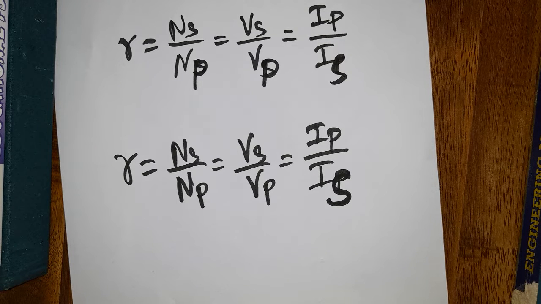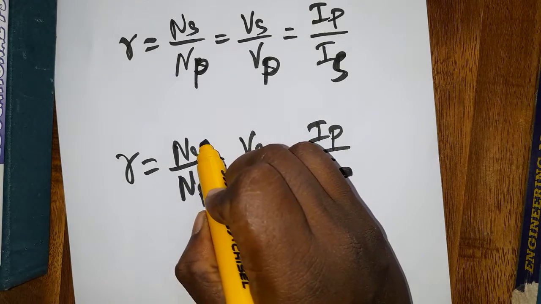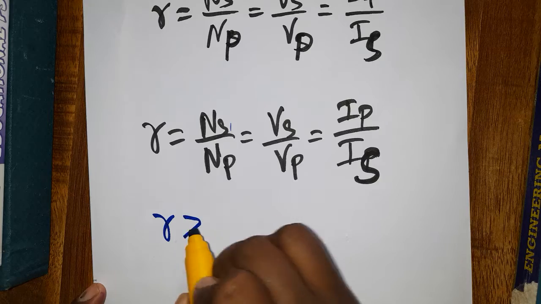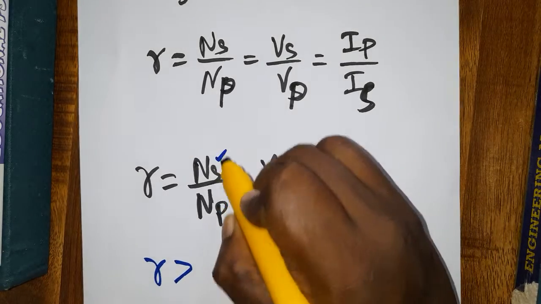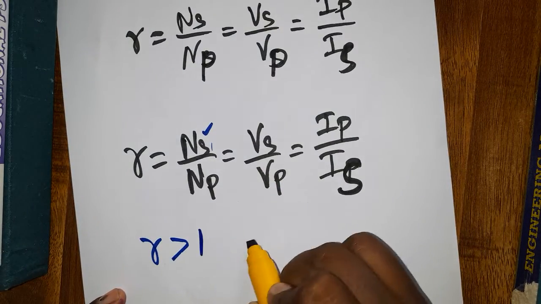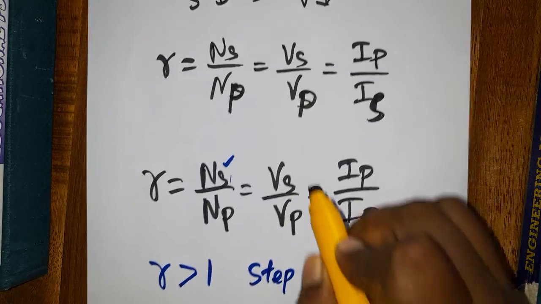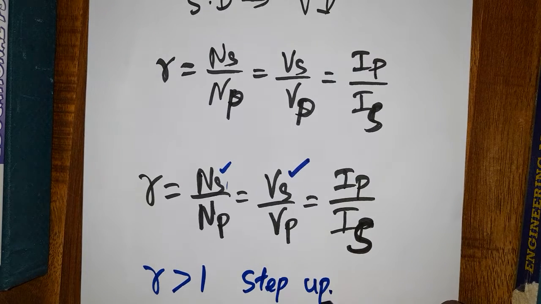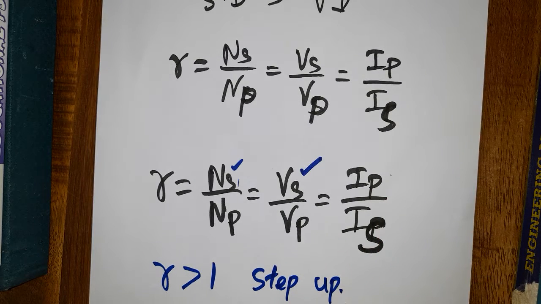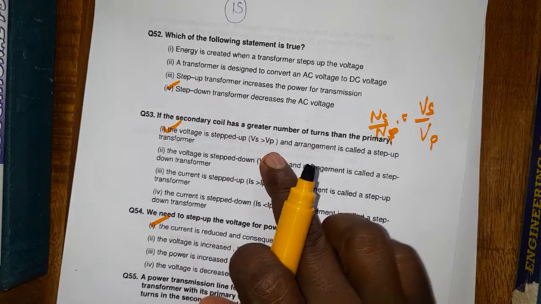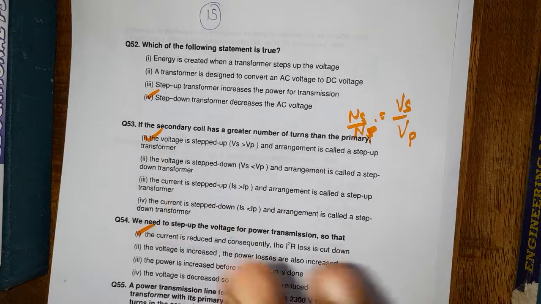They have given that the number of turns in the secondary coil is more than in the primary coil. That means the numerator is greater than the denominator, so the ratio value r is greater than 1. It is called a step up transformer. When it is a step up transformer, Vs will be greater than Vp, and Ip will be greater than Is. This is the condition. Now we'll see the answer: Vs greater than Vp is the correct order, a step up transformer. Option A is the correct answer.